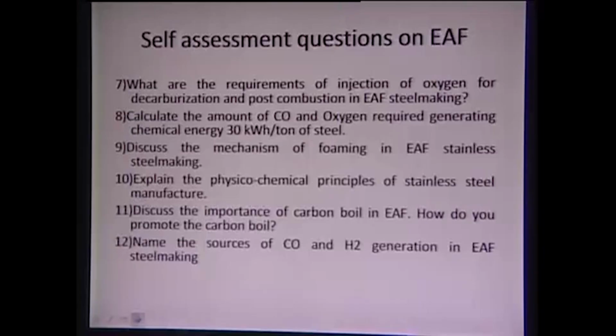Question 7, what are the requirements of injection of oxygen for decarburization and post combustion in EAF steel making? Discuss. Calculate the amount of CO and oxygen required to generate chemical energy of 30 kilowatt hour per ton of steel. You have to write down the reaction CO plus half O2 is equal to CO2, find out the heat of formation and make it equivalent to 30 kilowatt hour per ton, so that you can calculate how much CO will be required. Discuss the mechanism of foaming, explain the physico-chemical principles of stainless steel manufacture, this I have discussed right now.